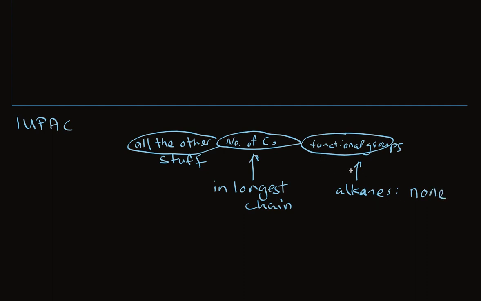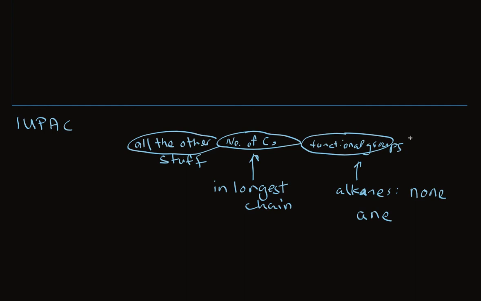So we will use at the end of the word ANE. We will use this root name to tell us how many carbons are in the longest chain, and we will tell us ahead of that what other stuff is stuck on that chain.